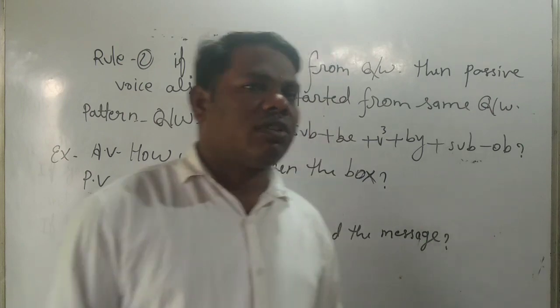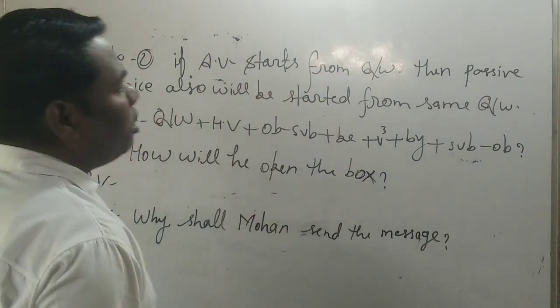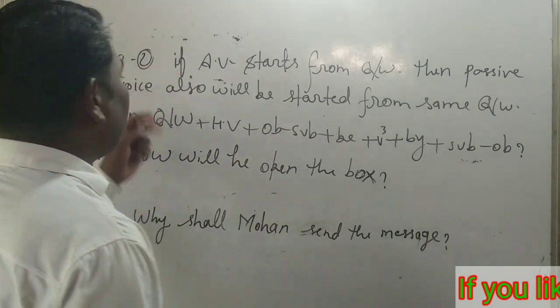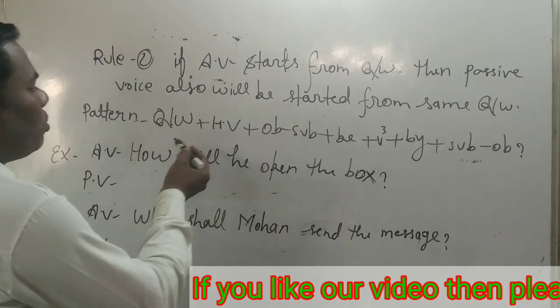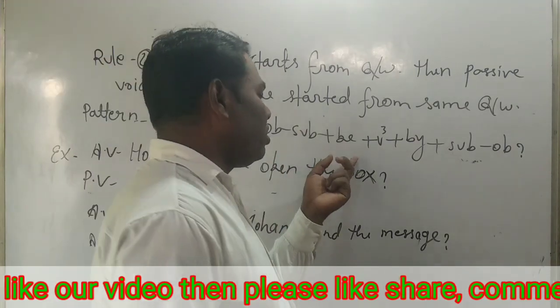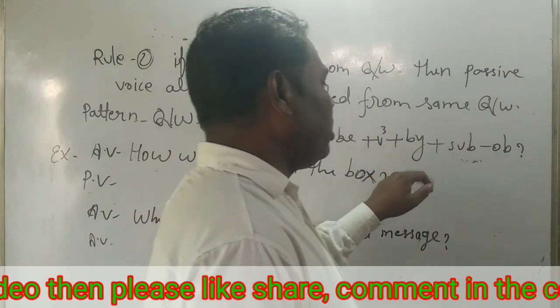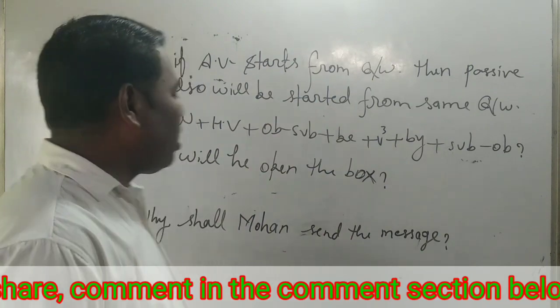So let us watch the second rule of interrogative sentence. If active voice starts from a question word, then passive voice also will start from the same question word. Pattern: question word, and HV, then object to subject, and after that be, and V3, then by, and then subject to object, and in the end use a question mark.